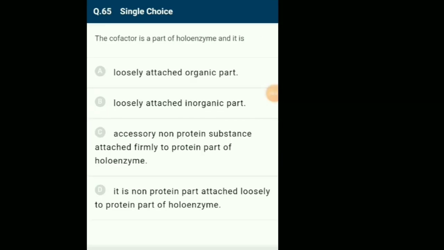Number 65. The cofactor is a part of the holoenzyme and it is. The conjugate enzyme consists of a protein part called apoenzyme and a non-protein part called cofactor. If the cofactor is tightly attached to the apoenzyme, then it is called a prosthetic group. If the cofactor is a loosely attached organic part, then it is called a coenzyme. So the answer for this question is option C, non-protein substance attached firmly to the protein part of the holoenzyme.